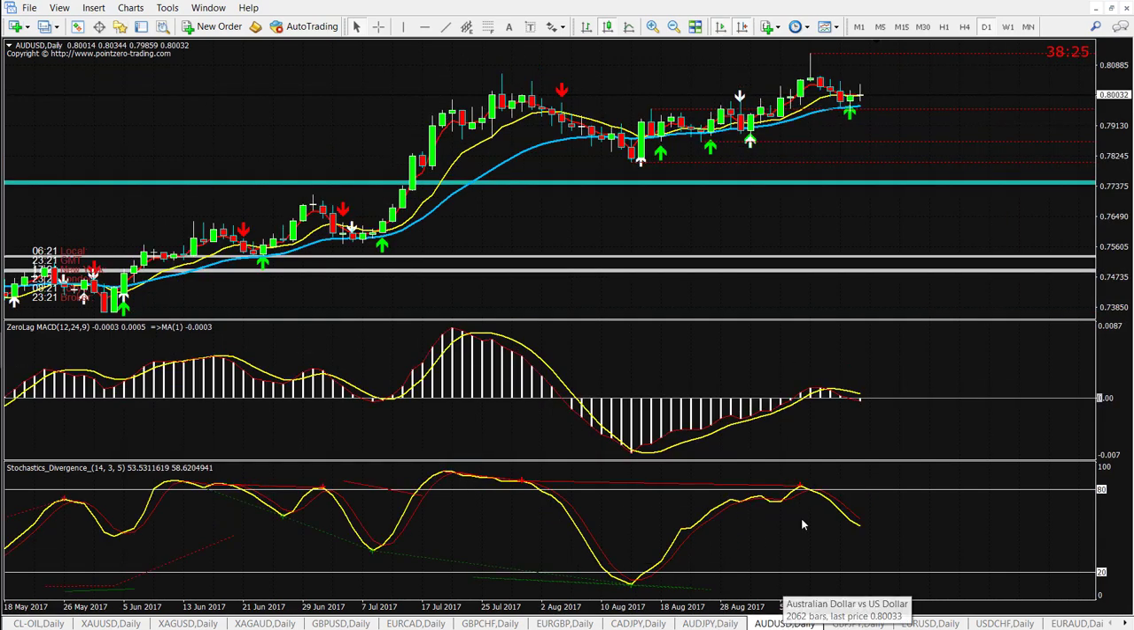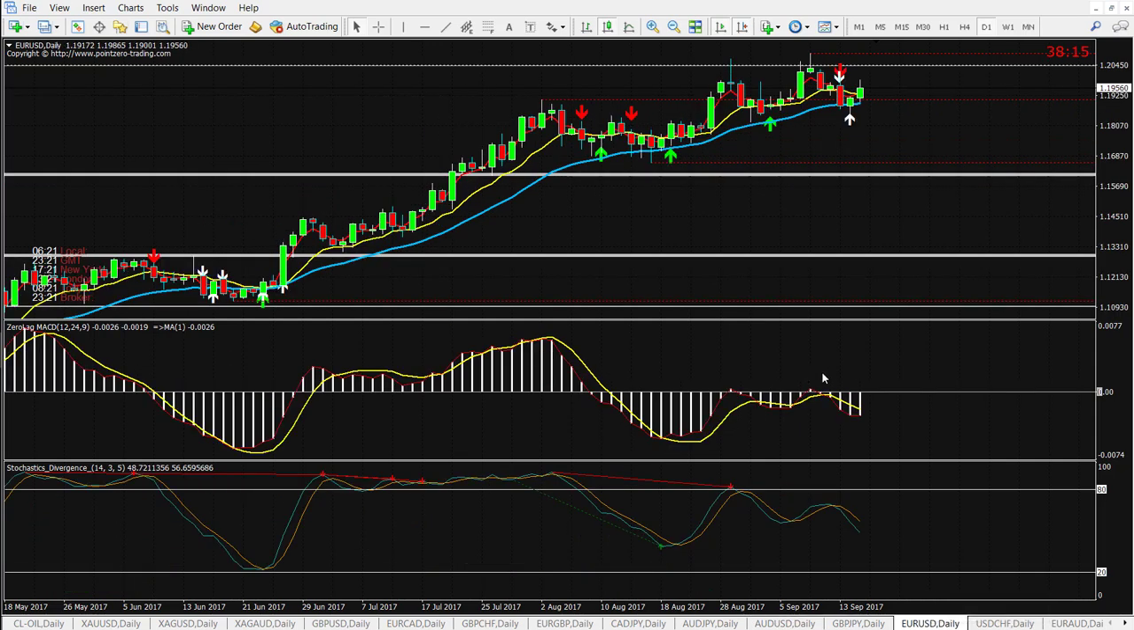AUDUSD is the same. It's kind of fluctuating around this area. I don't have any position, and I'll wait until this stochastic comes down and the market decides which way it's gonna go, and then we can enter. EURUSD is the same.